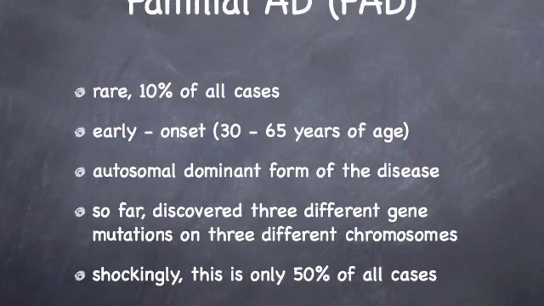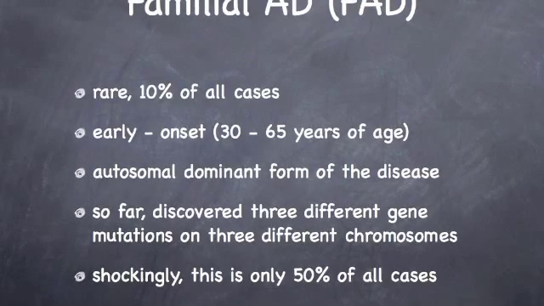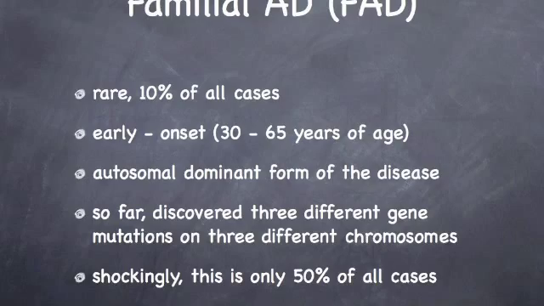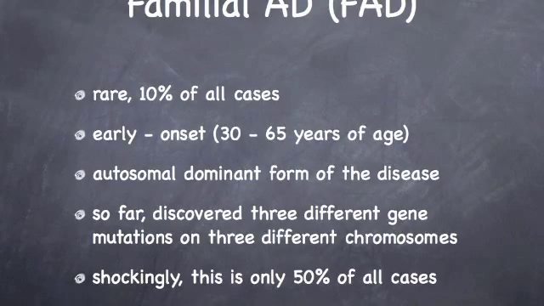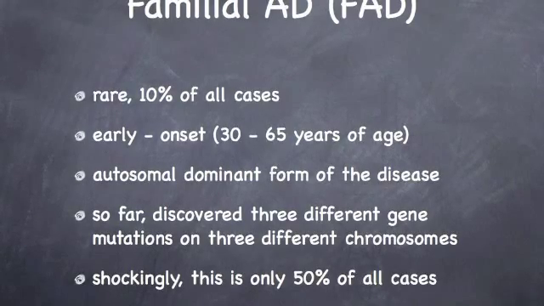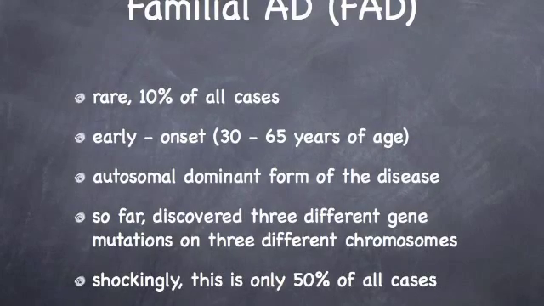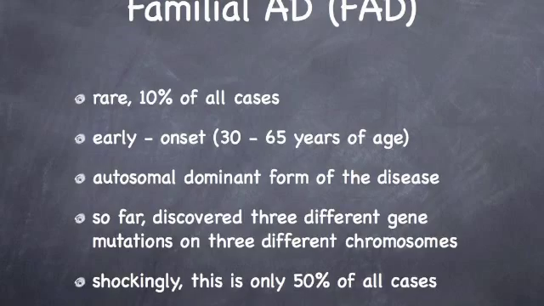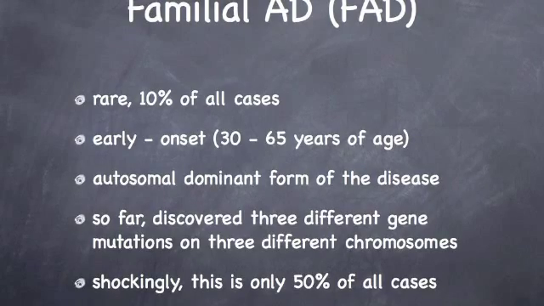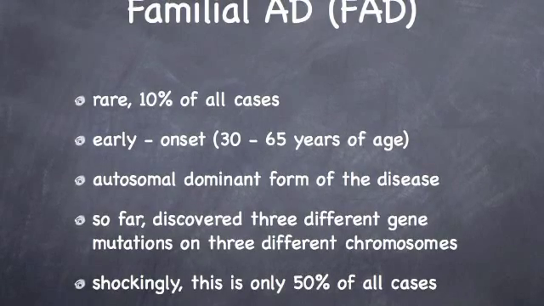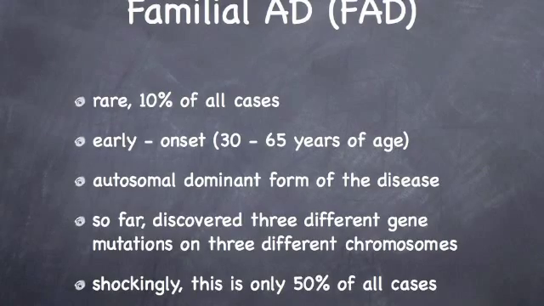Another form of AD, familial AD, is very rare and makes up 10% of all cases. It is considered to be early onset AD because it happens between 30 to 65 years of age, and it is an autosomal dominant form of the disease. So far, researchers have discovered 3 different gene mutations on 3 different chromosomes. Shockingly, this explains only 50% of all cases. Lots more investigating to do.